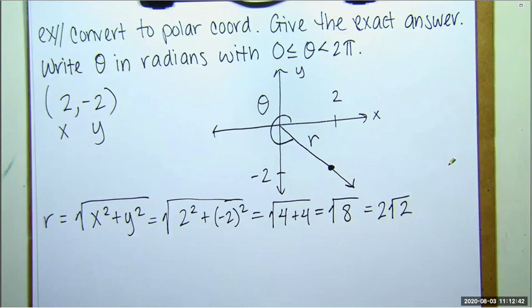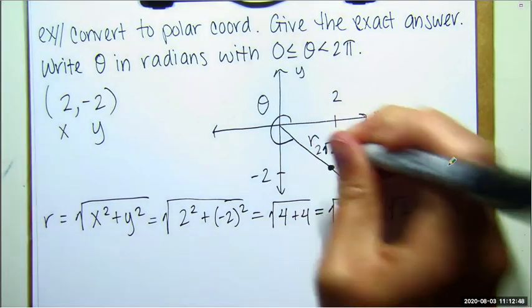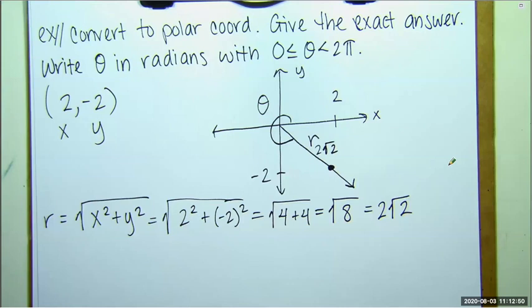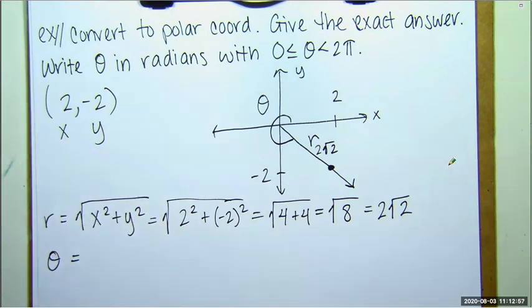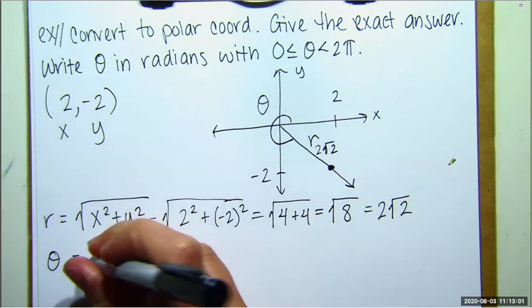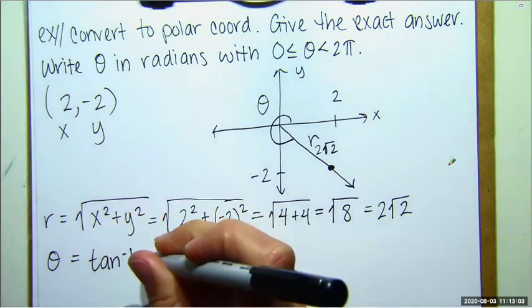Any questions on how I got r? Okay, next step. Oh, we can look at our picture here. This should make sense. 2 root 2 looks good. Next step is to find theta. If the point is in quadrant 1 or quadrant 4, we're going to use inverse tangent of y over x.